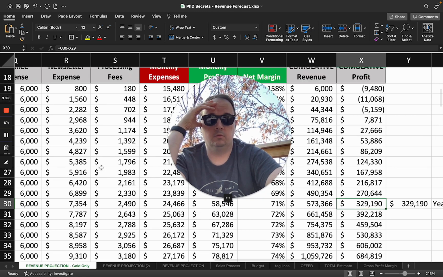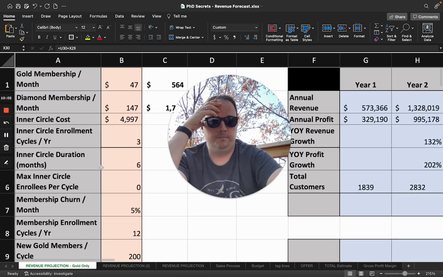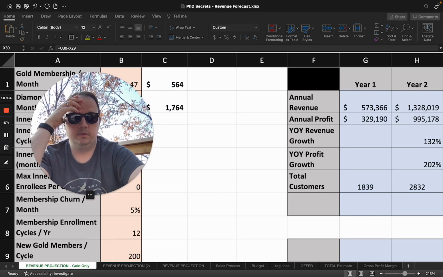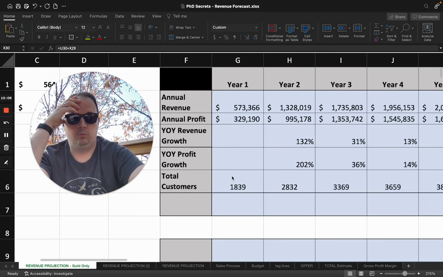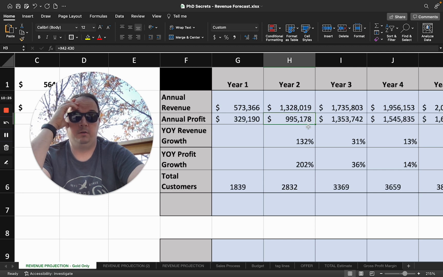So let's look at the roll-ups here at the top. Year one annual revenue, $500,000, not bad. Again, this is based on acquiring 200 new customers a month, signing up for the membership. Annual profit $329K. Month two, you get that $1 million mark. Again, based on these input parameters, 1.3 million, and annual profit about $1 million. So that would be sweet.